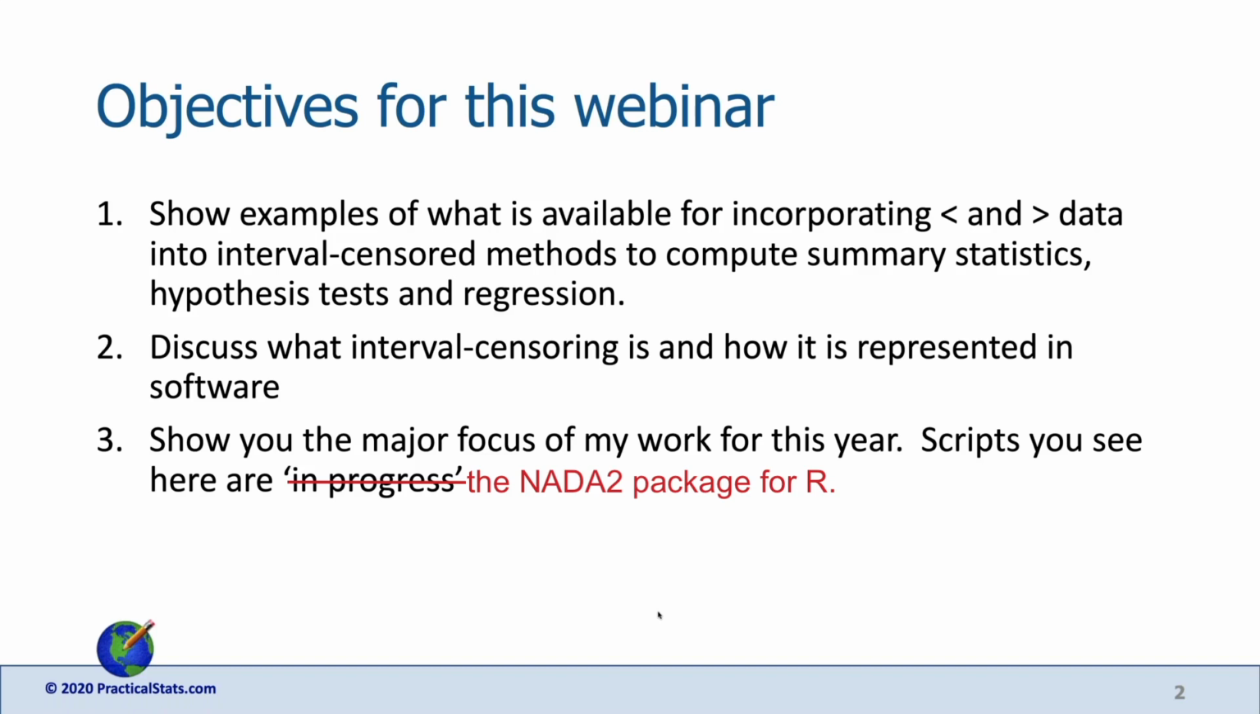And I'm using this to show you the major focus of my work for this year, because I'm working on interval censored methods. There will be one or two scripts that you'll see here that are in progress and will be done, one of them fairly soon, and others by June at least. So I'm just giving you a heads up on the types of things that you'll be able to do soon.